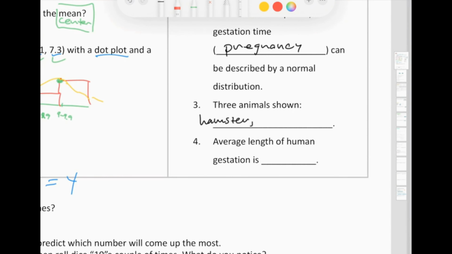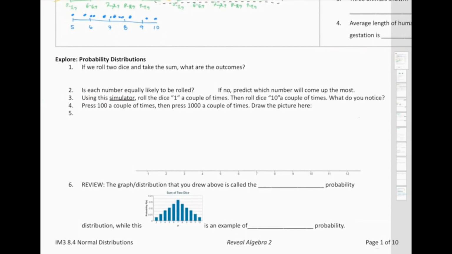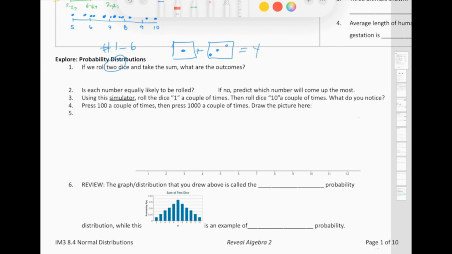All right, let's do some exploring here. I'll just give you the first one to help you. If we roll 2 dice, it has the numbers 1 to 6, right? So if I do something like this, and the sum just adds them together, then I get a 4. So can you list them all out and then answer questions 2 to 4? Click on the word simulator here, draw a picture, and then we'll fill out the rest there.